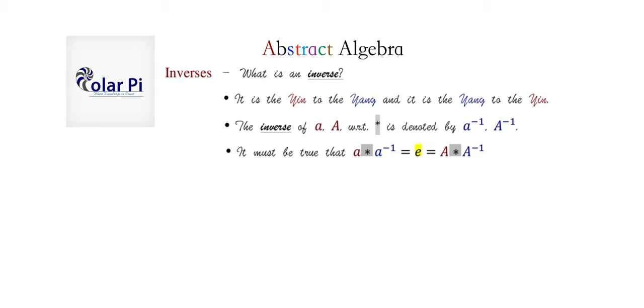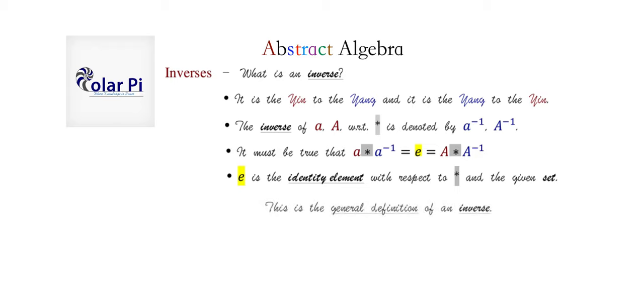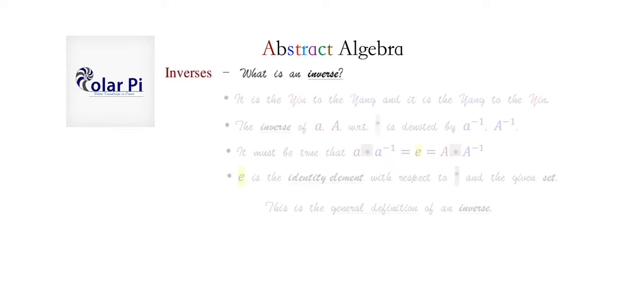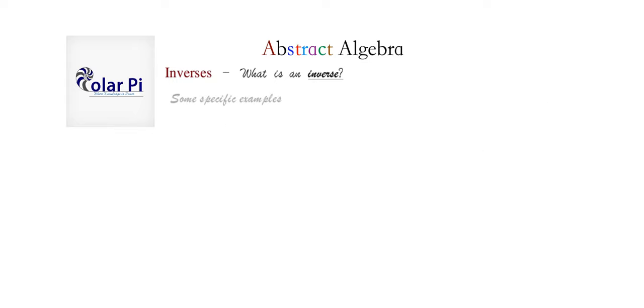If the words I'm using sound fancy and confusing, it will make more sense when we look at the specific examples, which are to come soon. Again, E is the identity element with respect to the binary operation star on whatever given set we're discussing. So this is the most general definition of the inverse, and now on to the specific examples that I promised. Let's get on with the examples.